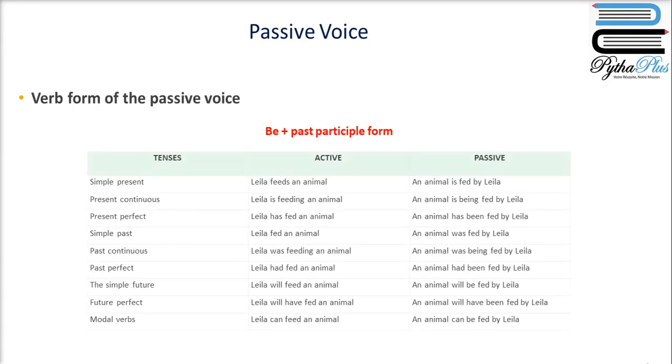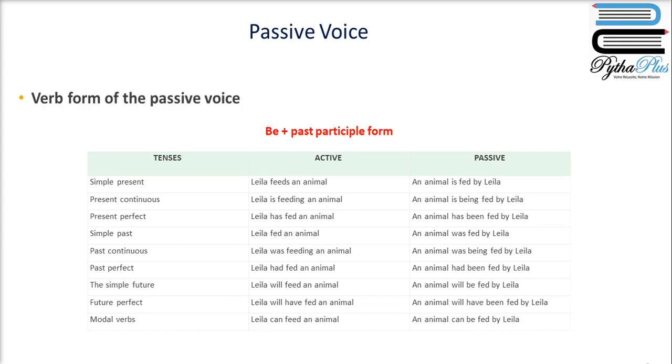So in the simple present, we have Layla feeds an animal will become an animal is fed by Layla. In the present continuous, Layla is feeding an animal becomes an animal is being fed by Layla. In the present perfect, Layla has fed an animal becomes an animal has been fed by Layla. In the simple past, Layla fed an animal becomes an animal was fed by Layla.